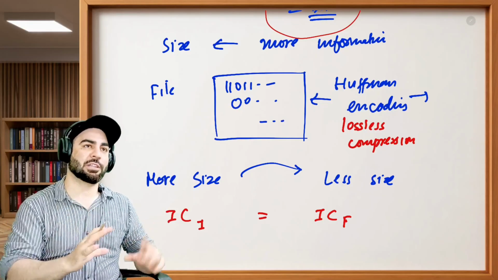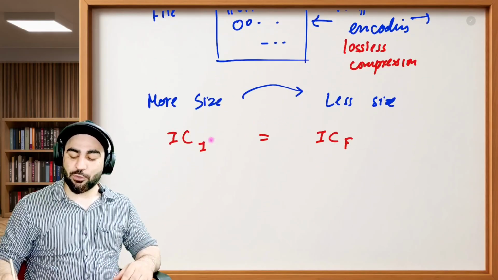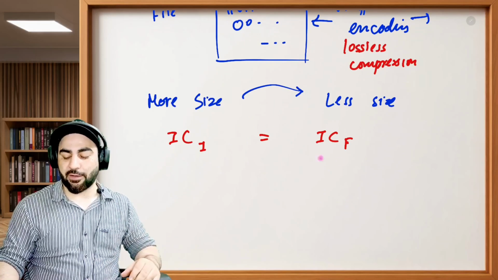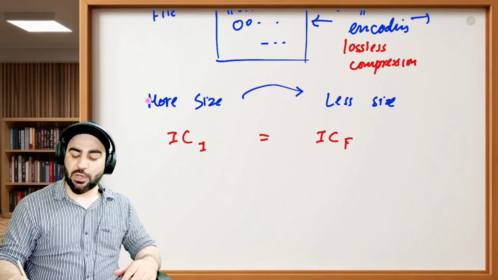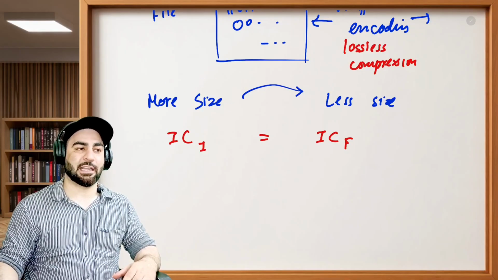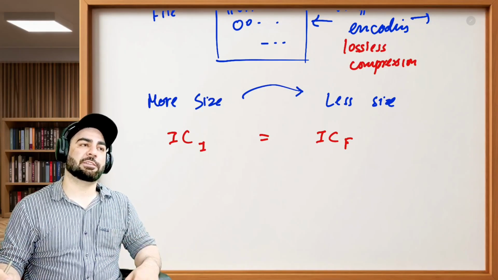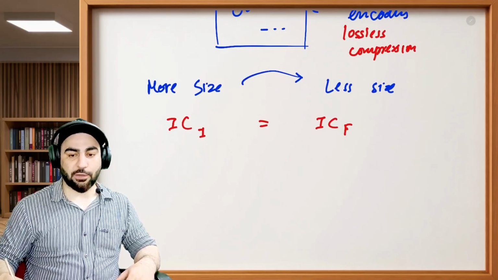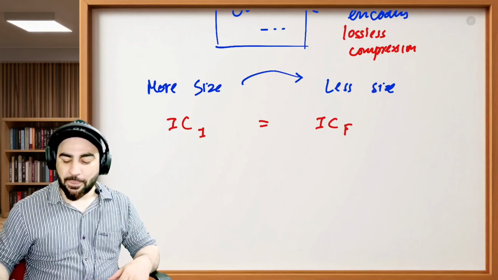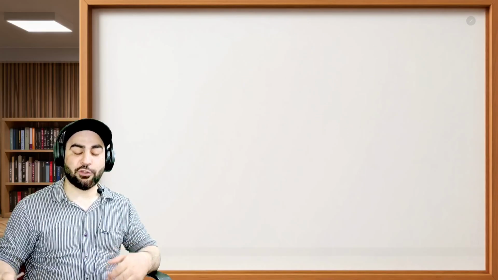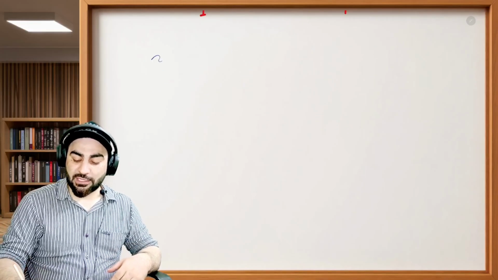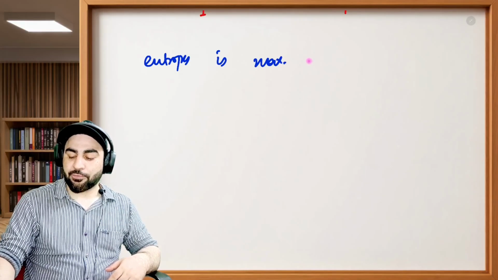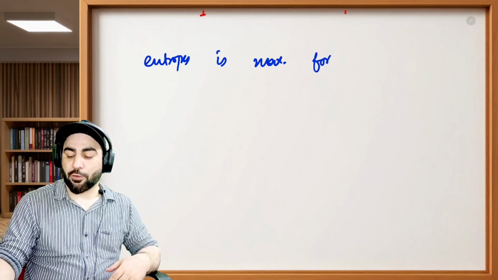When you do this lossless compression, you keep the information content the same. Information content initially is equal to information content at the final stage. But you have more size initially, and less size at the end. That's why we measure this information content, or entropy, in terms of bits. I hope now this is clear to everyone. Now, I was telling you about when it's not uniformly distributed. One more thing is that entropy is maximum for uniform distribution.